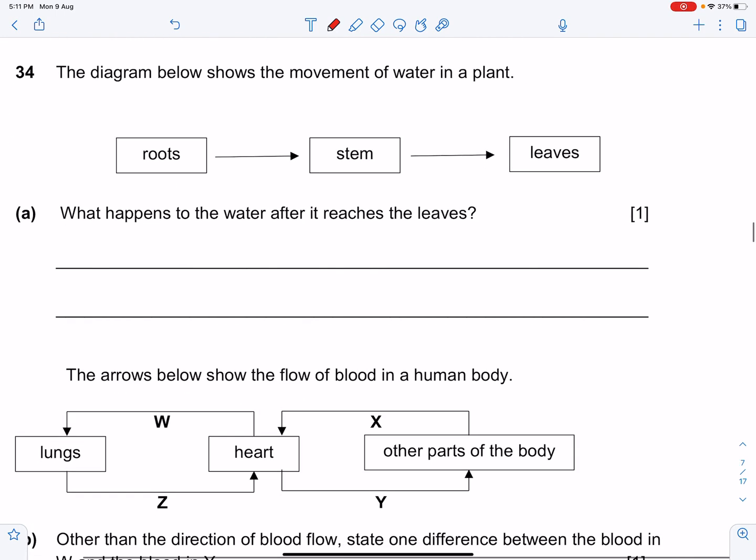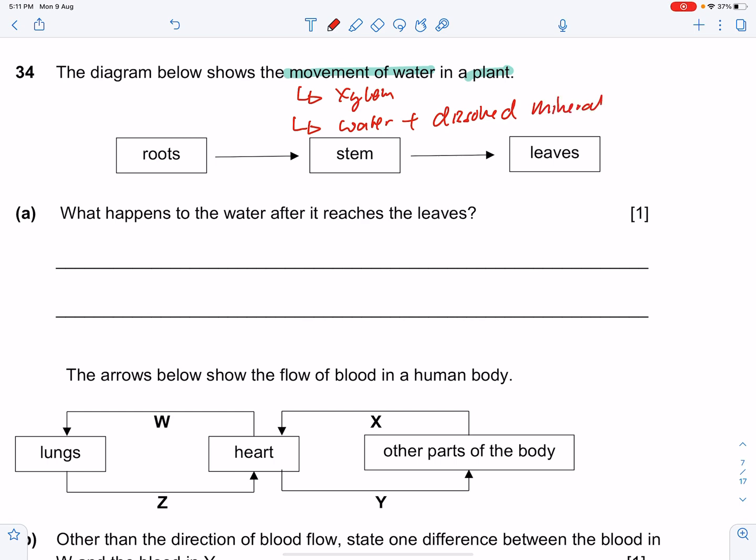Moving on to question 34. The diagram below shows the movement of water in a plant. Okay, so right off the top, movement of water in a plant. The topic that should come to my mind would be transport in plants. And when I talk about movement of water, I'm thinking of xylem. I'm also thinking of water together with dissolved mineral salts. Okay, so with that in mind, let's move on.